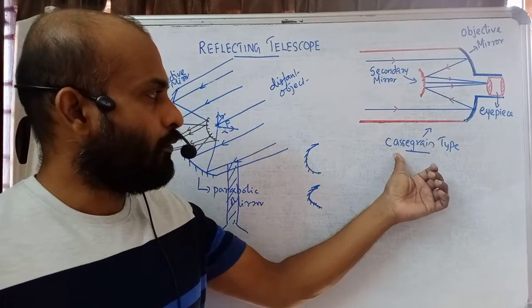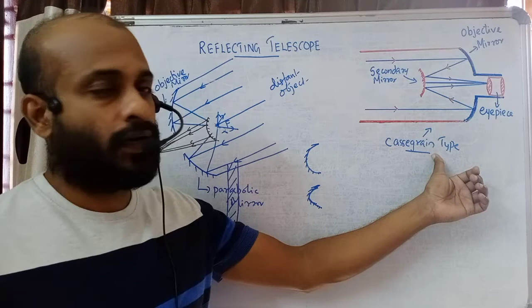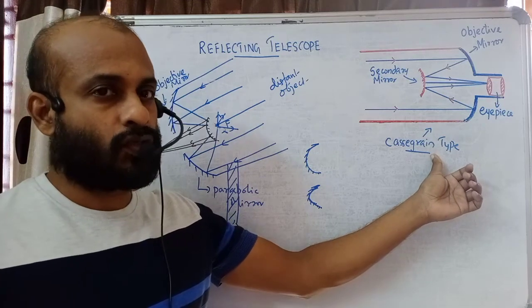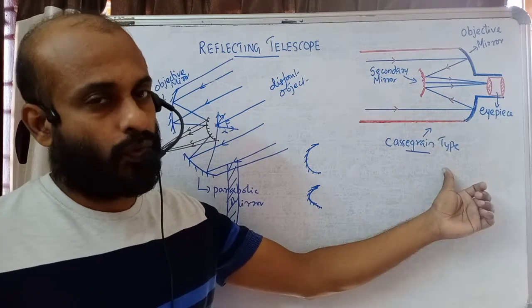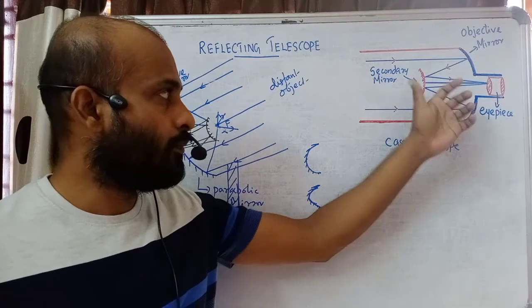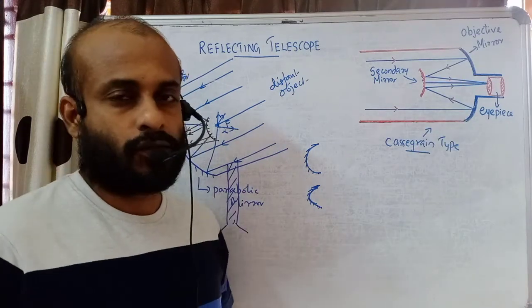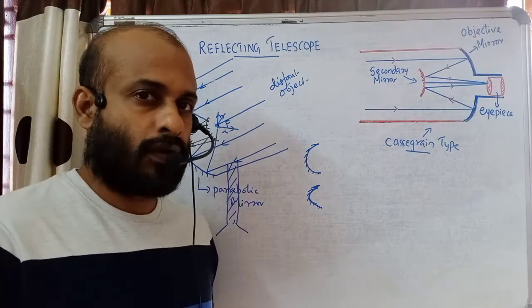The name of this type of telescope is the Cassegrain type telescope. There are two types of reflecting telescopes, Cassegrain type and Newtonian telescope. This is the Cassegrain type reflecting telescope. I hope that you have understood.